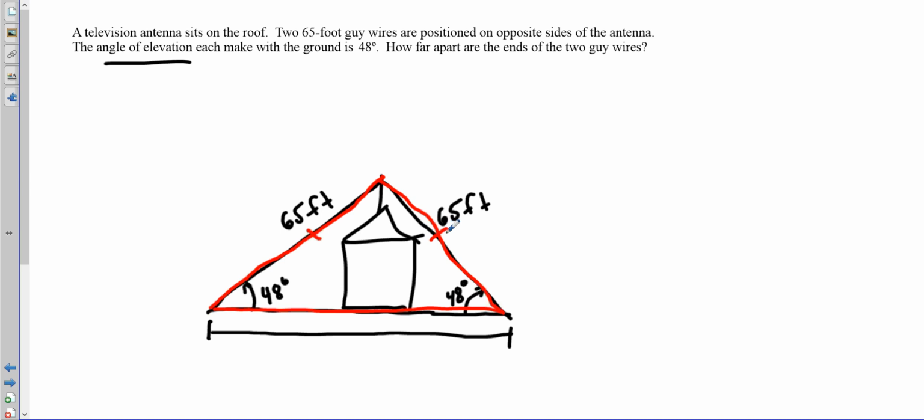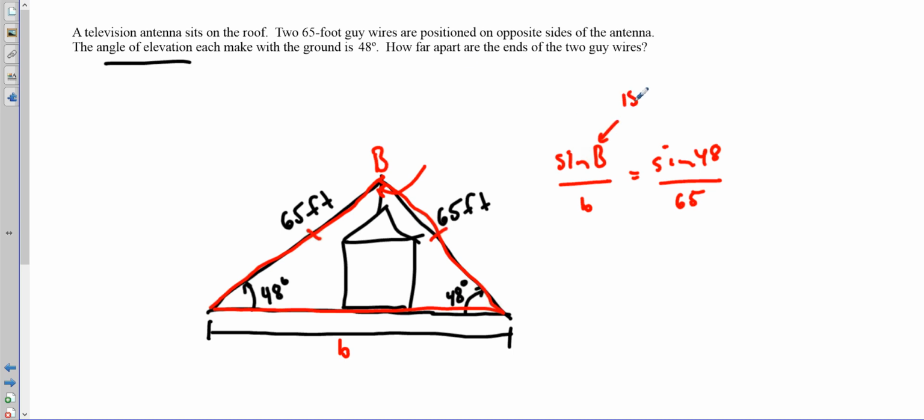What we're going to do is figure out what this angle right there is. We'll call this angle B. The sine of B, opposite B, will equal the sine of 48, which is opposite 65. So to figure out B, we take 180 minus 48 plus 48, and that's going to equal about 84 degrees, which is not a right angle.